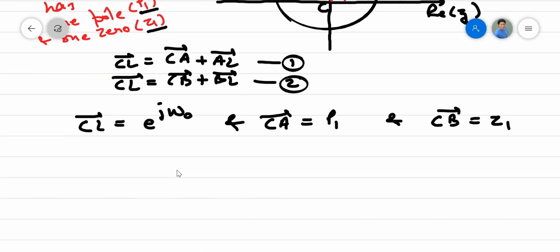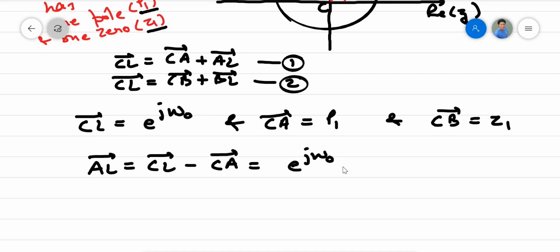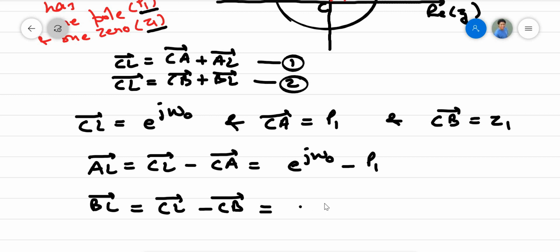So if we substitute this and find the values of AL and BL, then AL vector is equal to CL vector minus CA, where CL vector is exponential j omega naught, so AL is exponential j omega naught minus P1. And BL vector is equal to CL vector minus CB vector, which is exponential of j omega naught minus Z1, right?